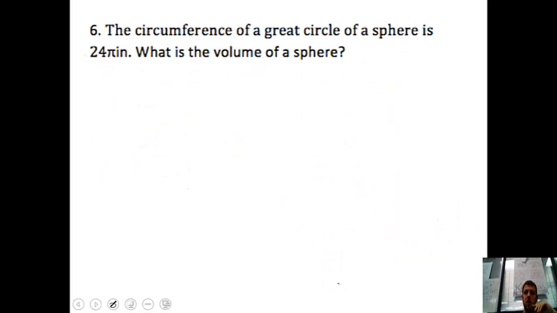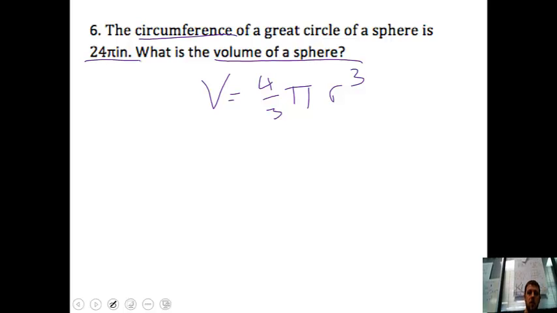Next, the circumference of a great circle of a sphere is 24 pi inches. What is the volume of the sphere? When I look at my formula chart, the volume formula is V is equal to 4/3 pi r cubed. It does not ever tell me what the radius is, so I need to figure out what the radius actually is. But they do tell me the circumference, which is 24 pi.